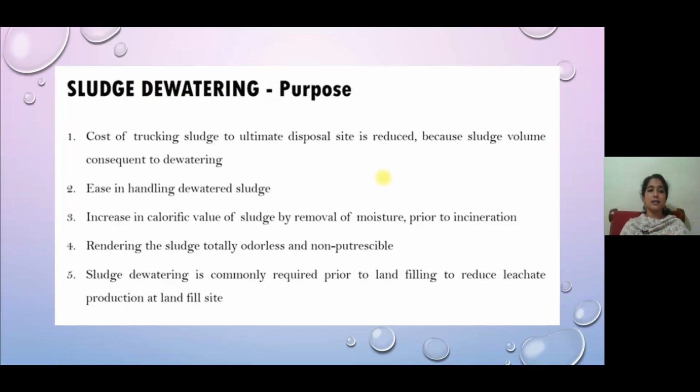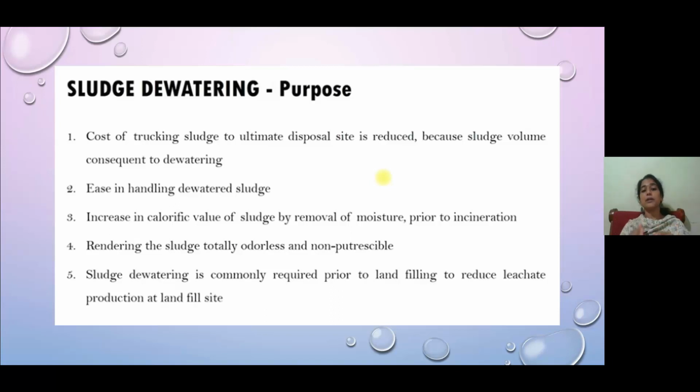The purpose of sludge dewatering is that the cost of trucking sludge to the ultimate disposal site will be lower. The volume of the sludge will be reduced after the dewatering process, and the handling will also be very easy. Dewatered sludge also has an increased calorific value, that is, it is densified after dewatering, which will help the action of incineration, and it renders the sludge totally odorless and non-putrescible.